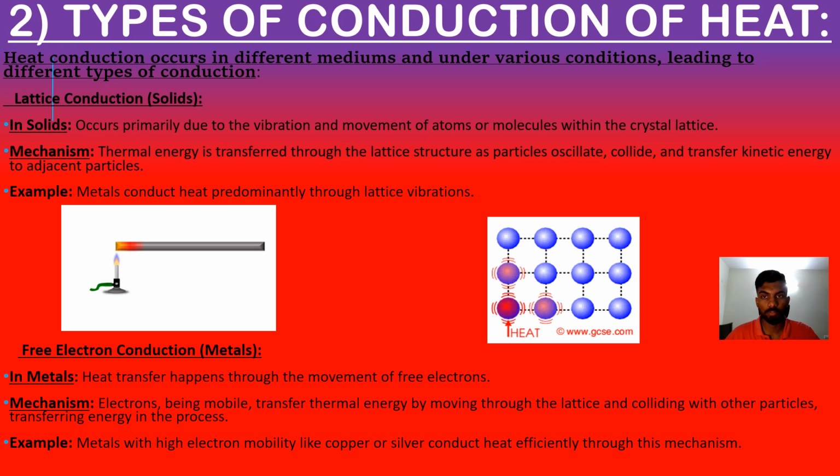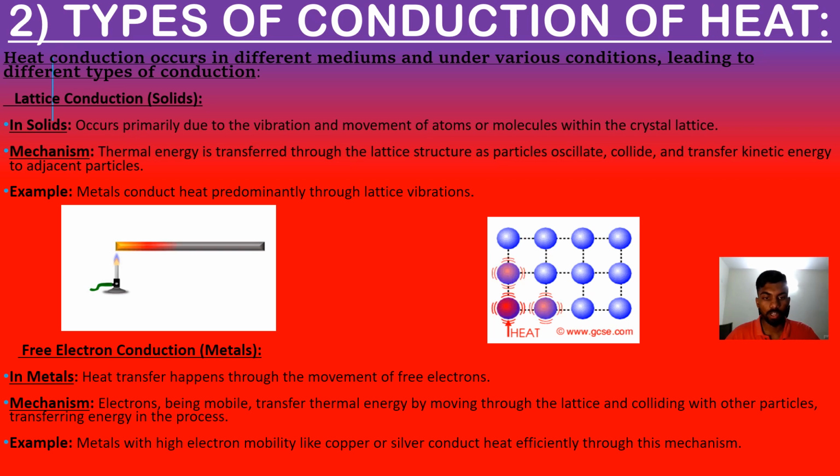Let's know about types of conduction of heat. Heat conduction occurs in different mediums and under various conditions, leading to different types of conduction. The first is lattice conduction, which occurs in solids. In solids, this occurs primarily due to the vibration and the movement of atoms or molecules within the crystal lattice. The mechanism behind this is thermal energy is transferred through the lattice structure as particles oscillate, collide and transfer kinetic energy to the adjacent particles. Example: metals conduct heat predominantly through lattice vibration.